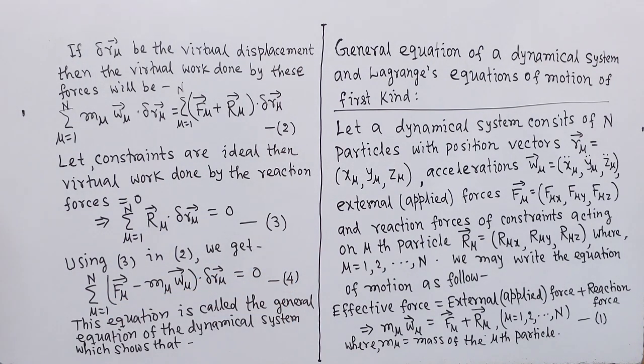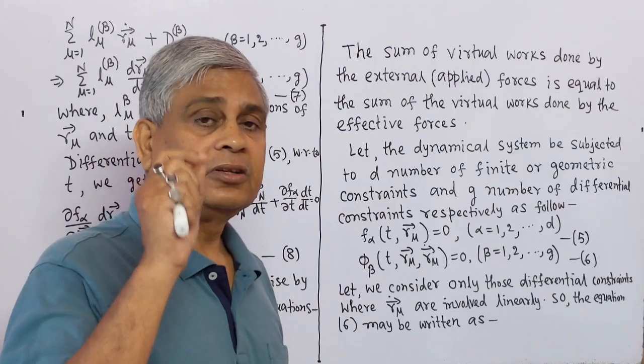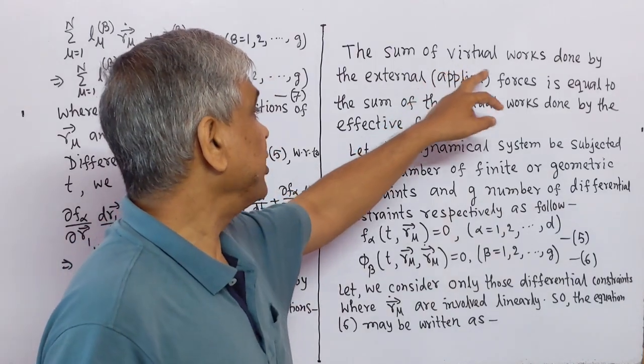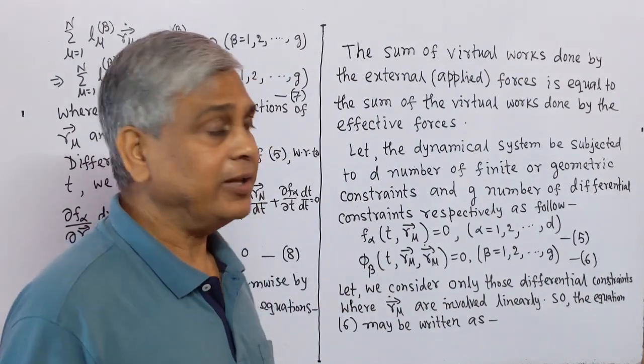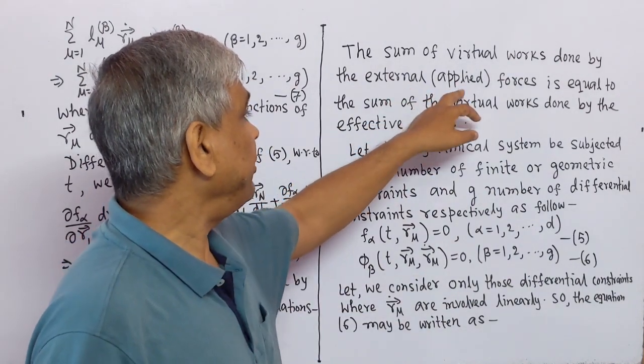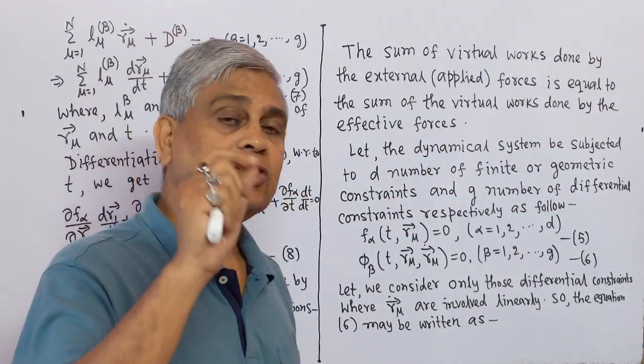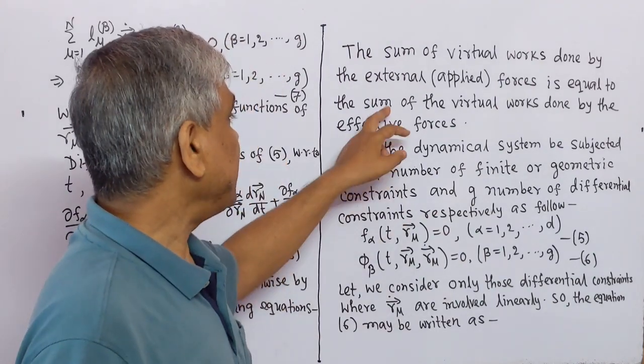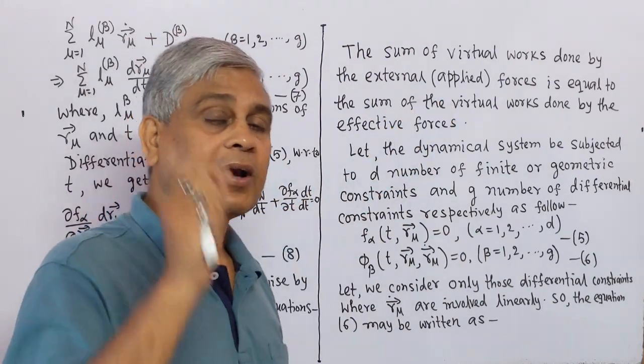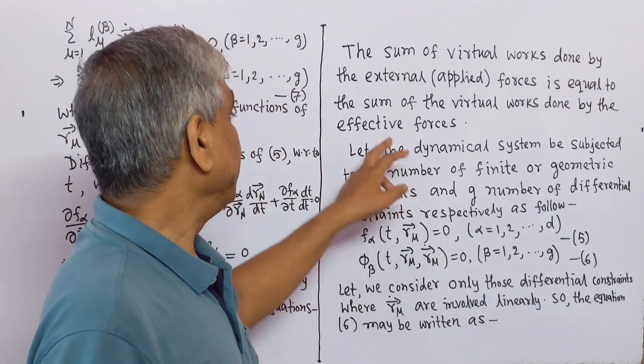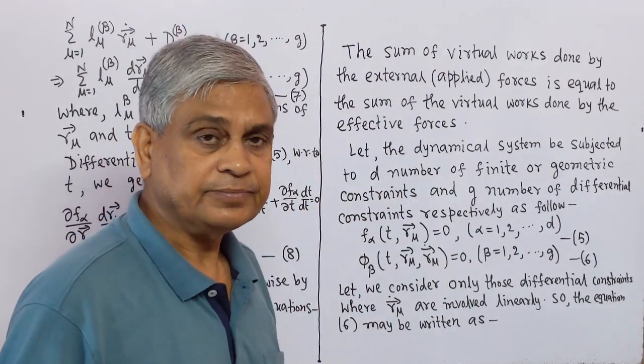This equation is called the general equation of a dynamical system, which shows that the sum of virtual works done by the external applied forces is equal to the sum of the virtual works done by the effective forces.